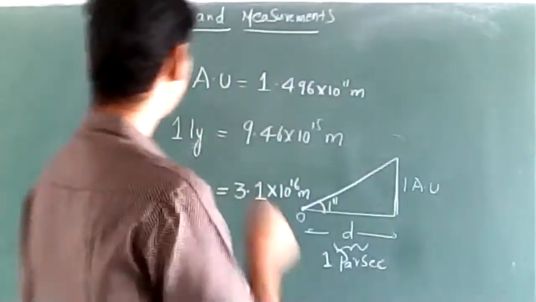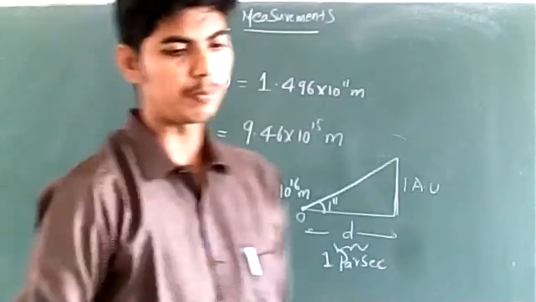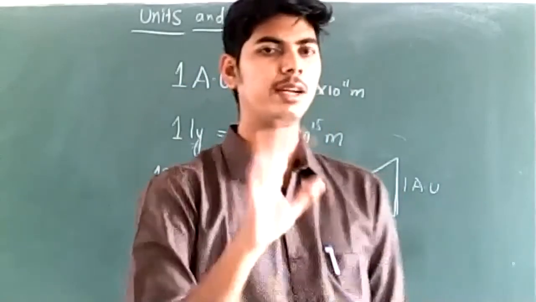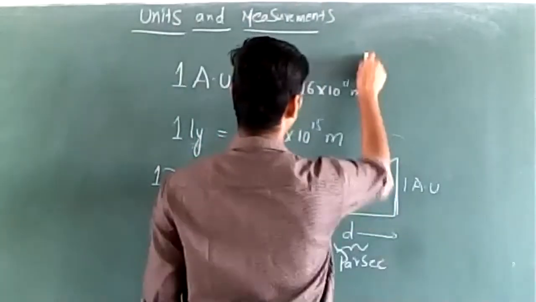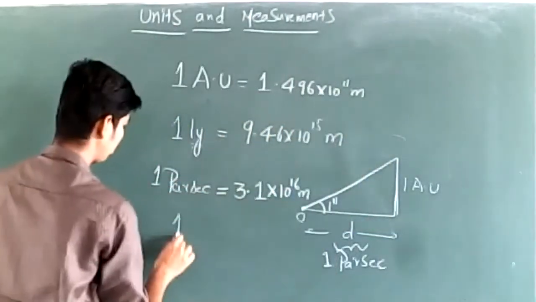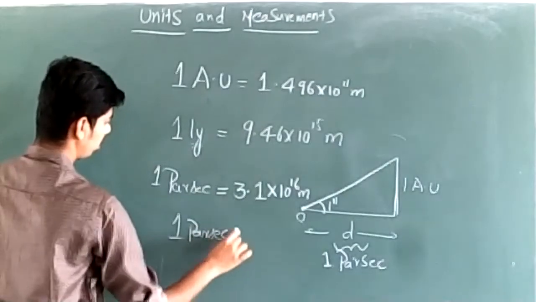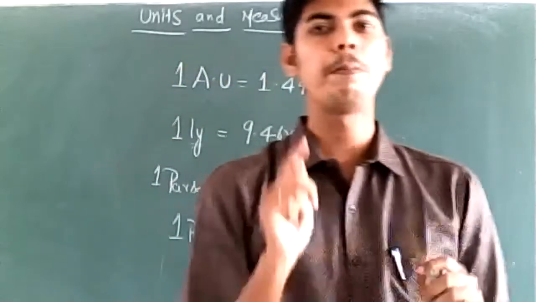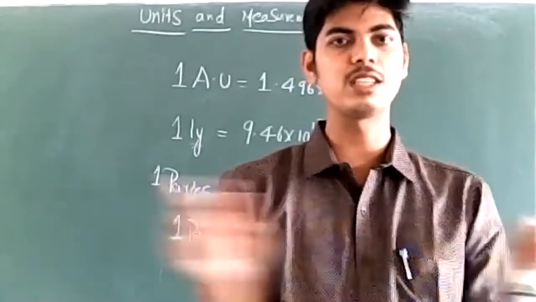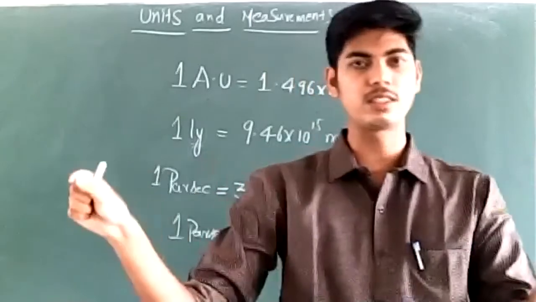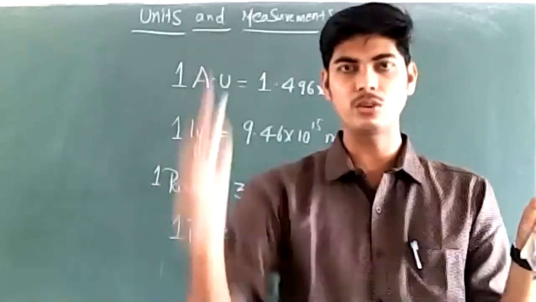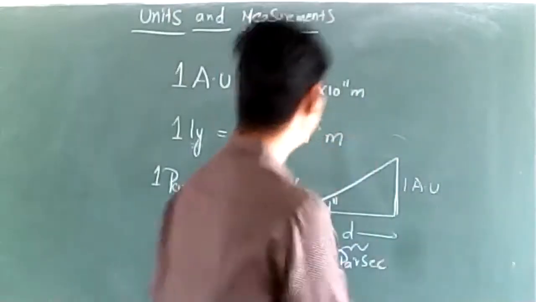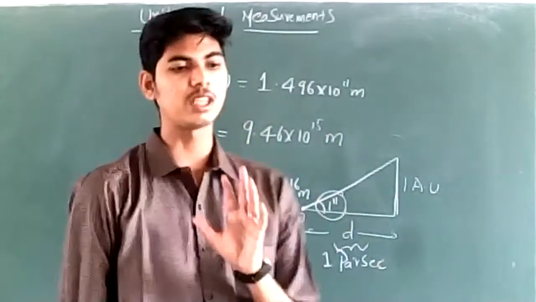If it subtends 10 seconds, will it be 10 parsec? No. What does 10 parsec mean? 1 parsec is 3.1 into 10 to the power of 16 meters. See, parsec is not seconds. Parsec is a distance. It is the distance at which an arc of length 1 astronomical unit is going to subtend an angle of 1 second. Here 1 second is the reference angle.